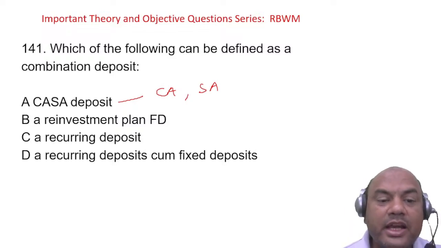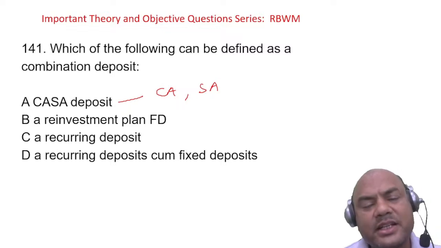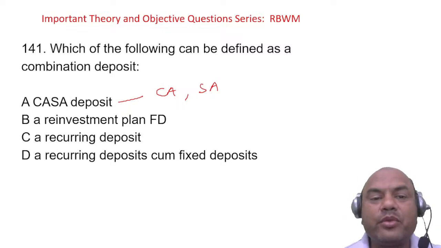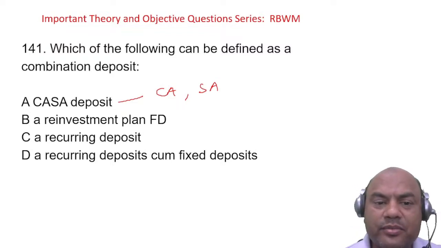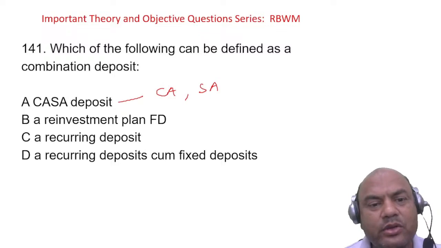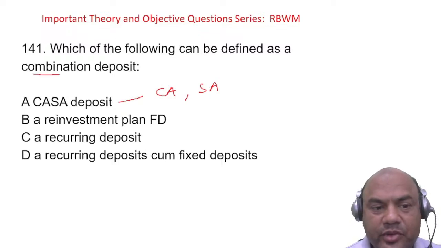Okay. A reinvestment plan FD. It's again a single FD only. It can be reinvested. Reinvestment plan means what? At maturity, what should I do? Once the FD matures, should I reinvest or should I take it to my savings account? So that is a simple FD. It's not a combination.